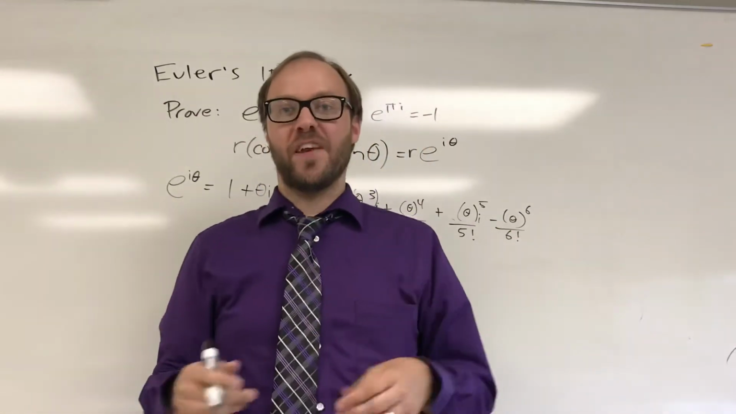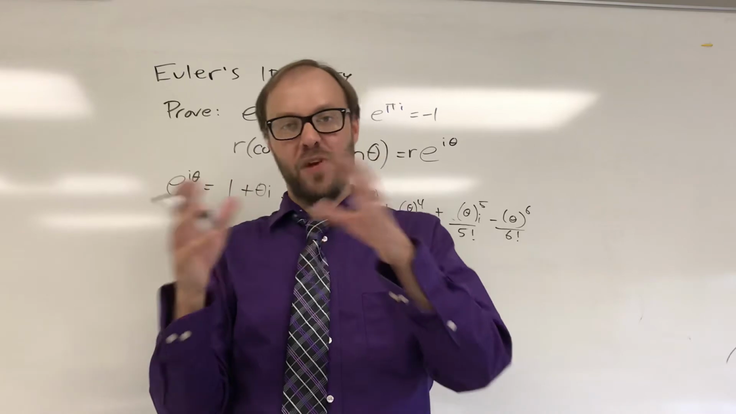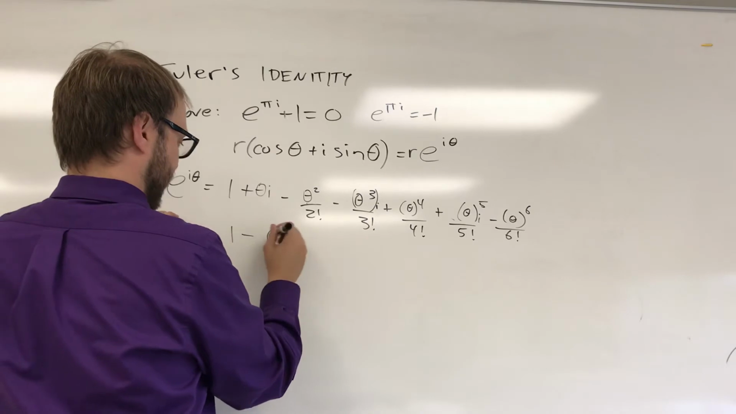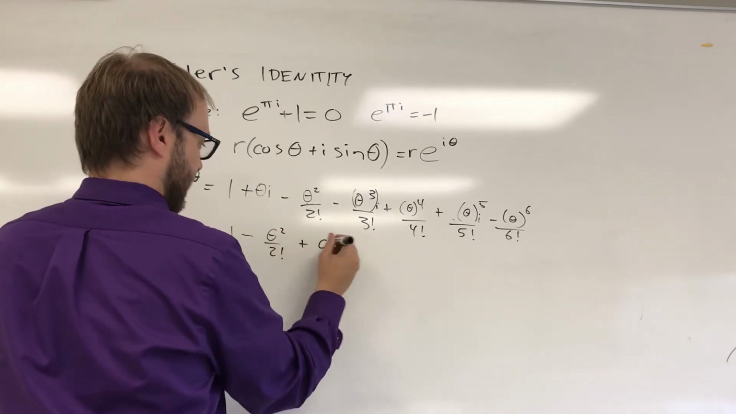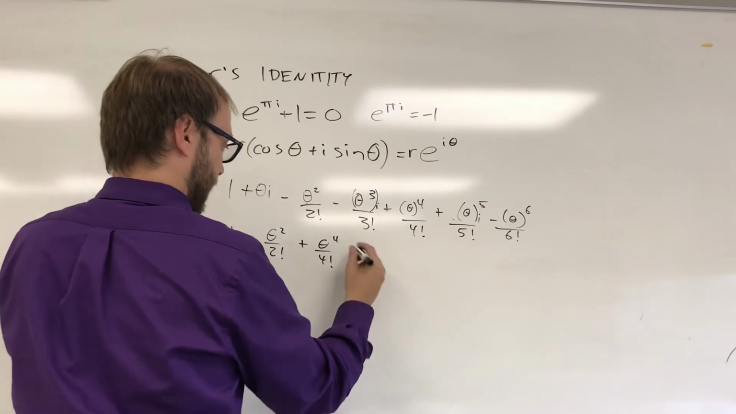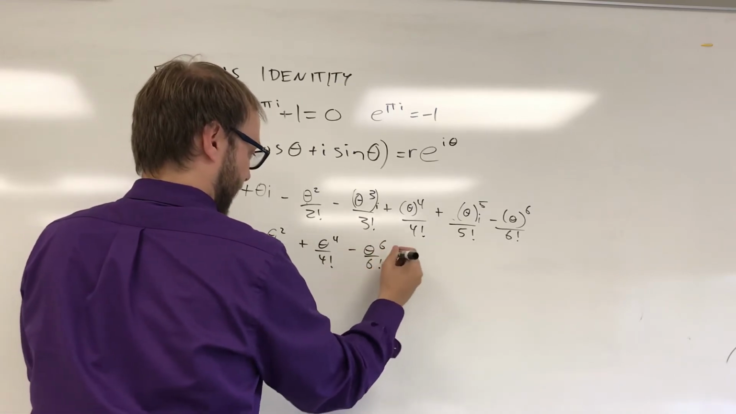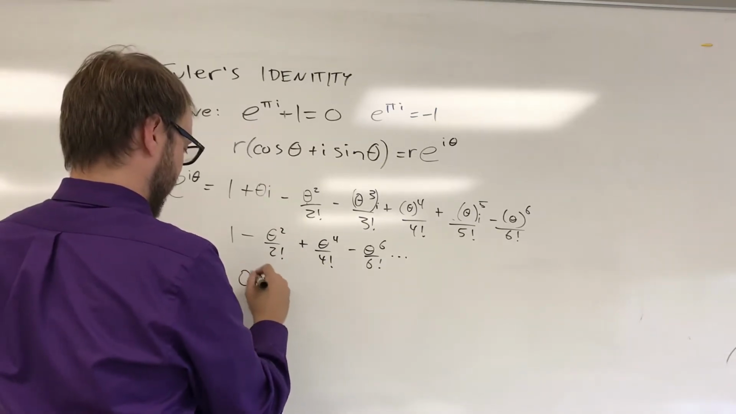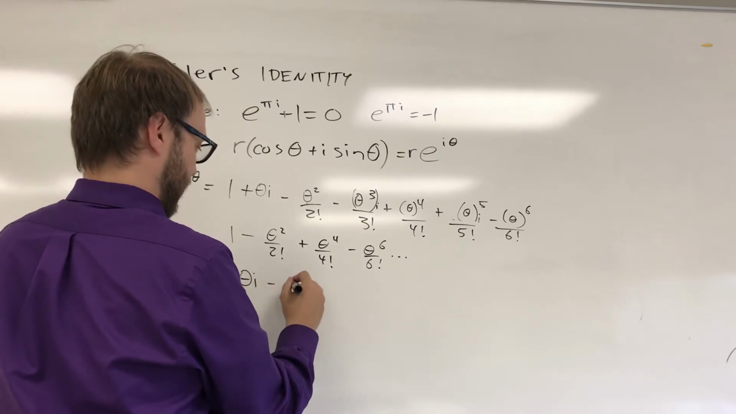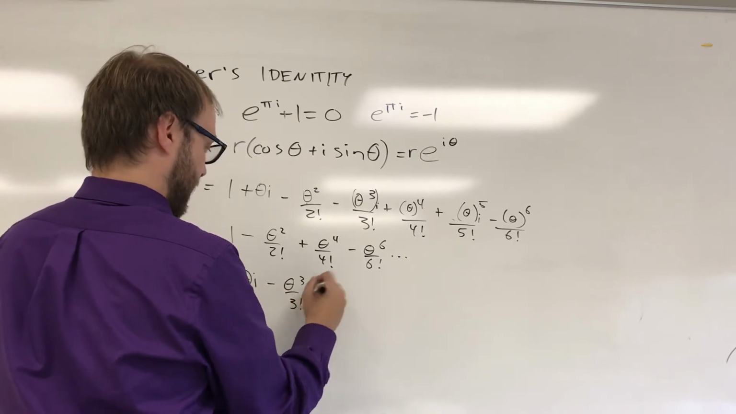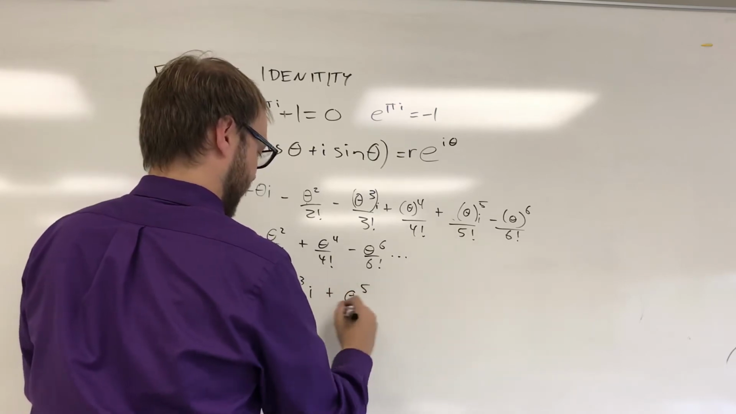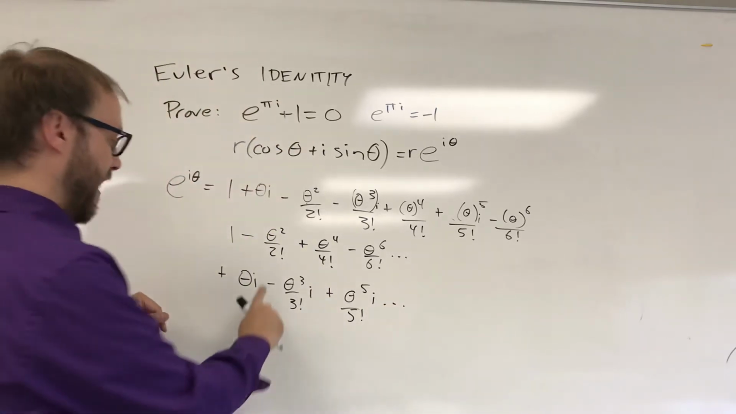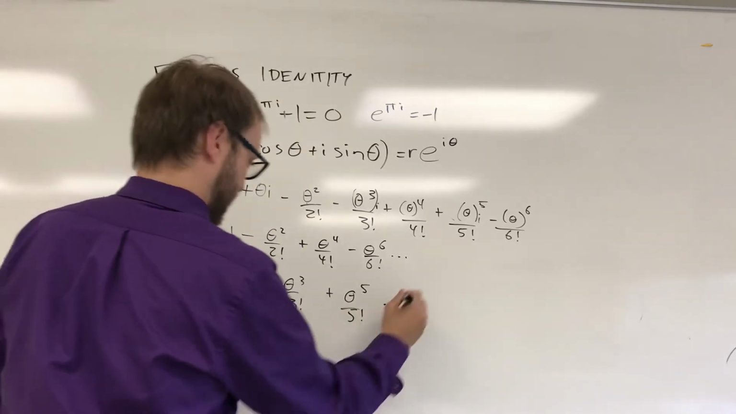So if you saw my previous video, I broke up the imaginary parts and the real parts, and I looked at those separately. And so the real part here is 1 minus theta squared over 2 factorial plus theta to the 4th over 4 factorial minus theta to the 6th over 6 factorial. And then we have an imaginary part that is theta times i minus theta cubed over 3 factorial times i plus theta to the 5th over 5 factorial times i, and so on, okay? I factor the i term out of each of these, all right?